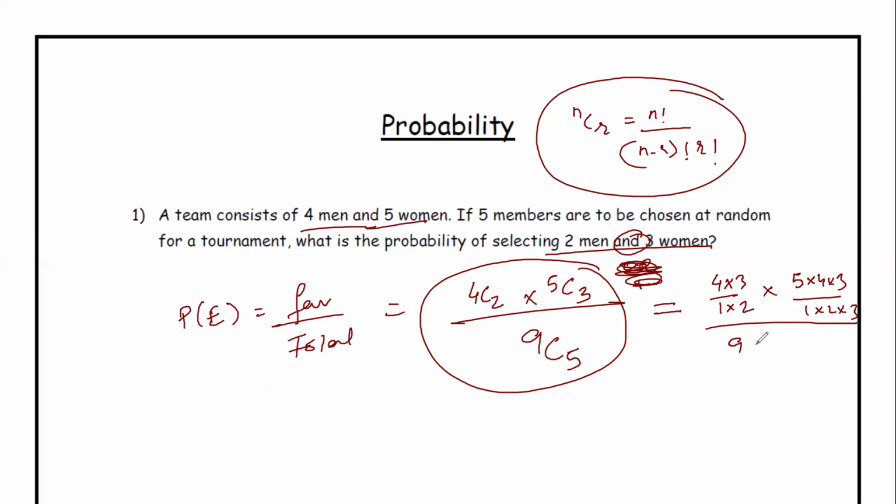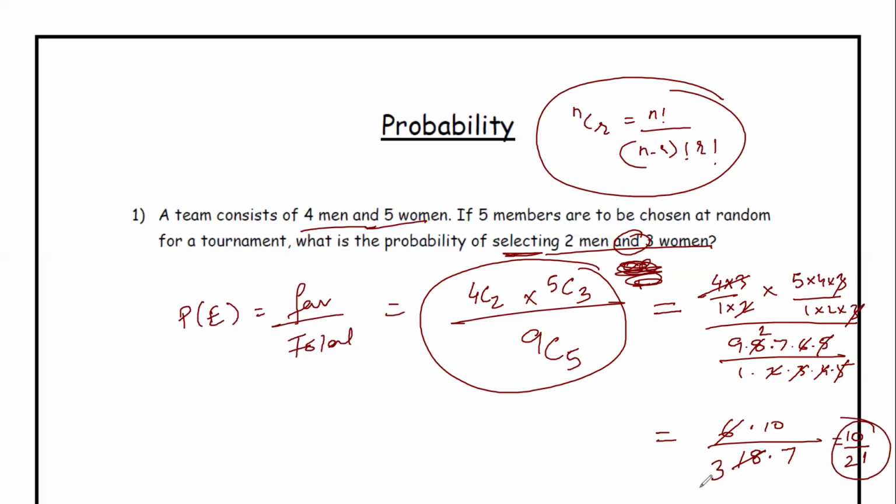And then 9C5 I can go 9 8 7 6 5 upon 1 2 3 4 5. Got it? So just understand this is how it goes with selection questions. The P is not used, the C is used. So this is 12 over 2, 6. This is 20 over 2, 10. This is 18 times 7. So 6 goes into 18 three times. And that's it. My answer is 10 over 21. So that's the probability of selecting two men and three women.